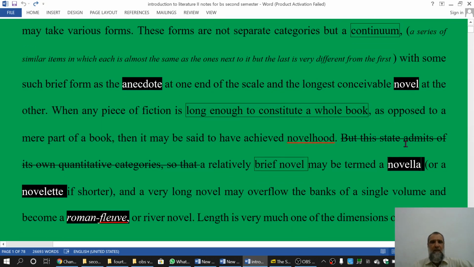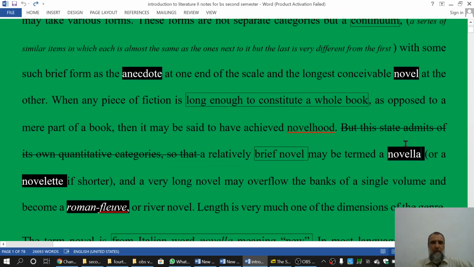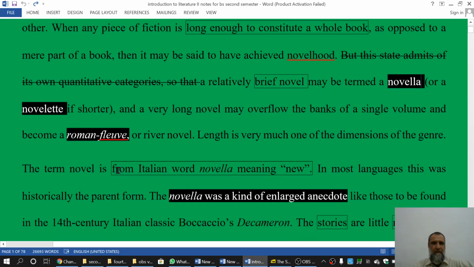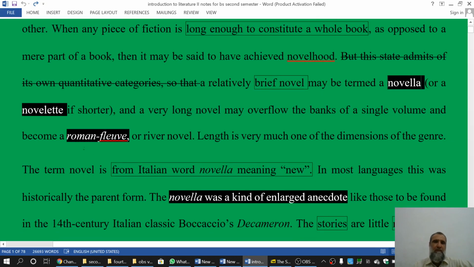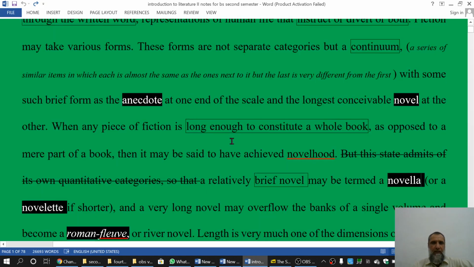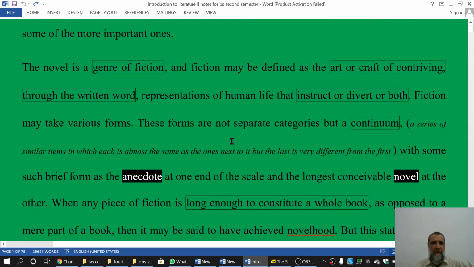This is called continuum. We also have short novels called novella, even a shorter one is called novelette, but they are also very long sometimes and may include many books, many volumes. That is called then roman fleuve or river novel, and it may consist of many volumes. So this is what we will find in this next paragraph.